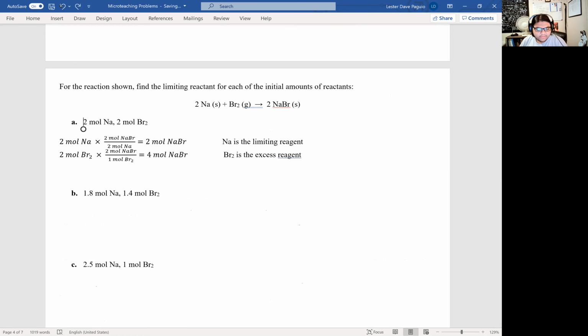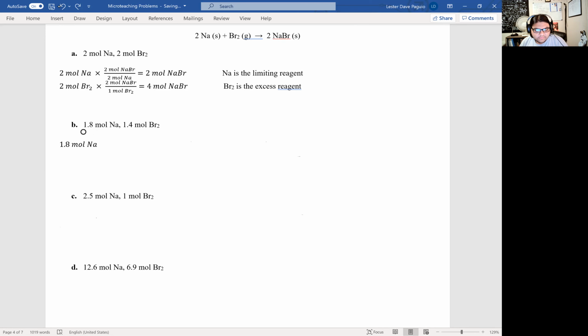Now, the next problem. The initial amounts of the following reactants are 1.8 moles of sodium and 1.4 moles of bromine. So we would do the same thing as the first problem. We have 1.8 moles of sodium, and we would use the same ratio from the first problem. So for every 2 moles of sodium, we would have 2 moles of sodium bromide, and the result is going to be 1.8 moles of sodium bromide.